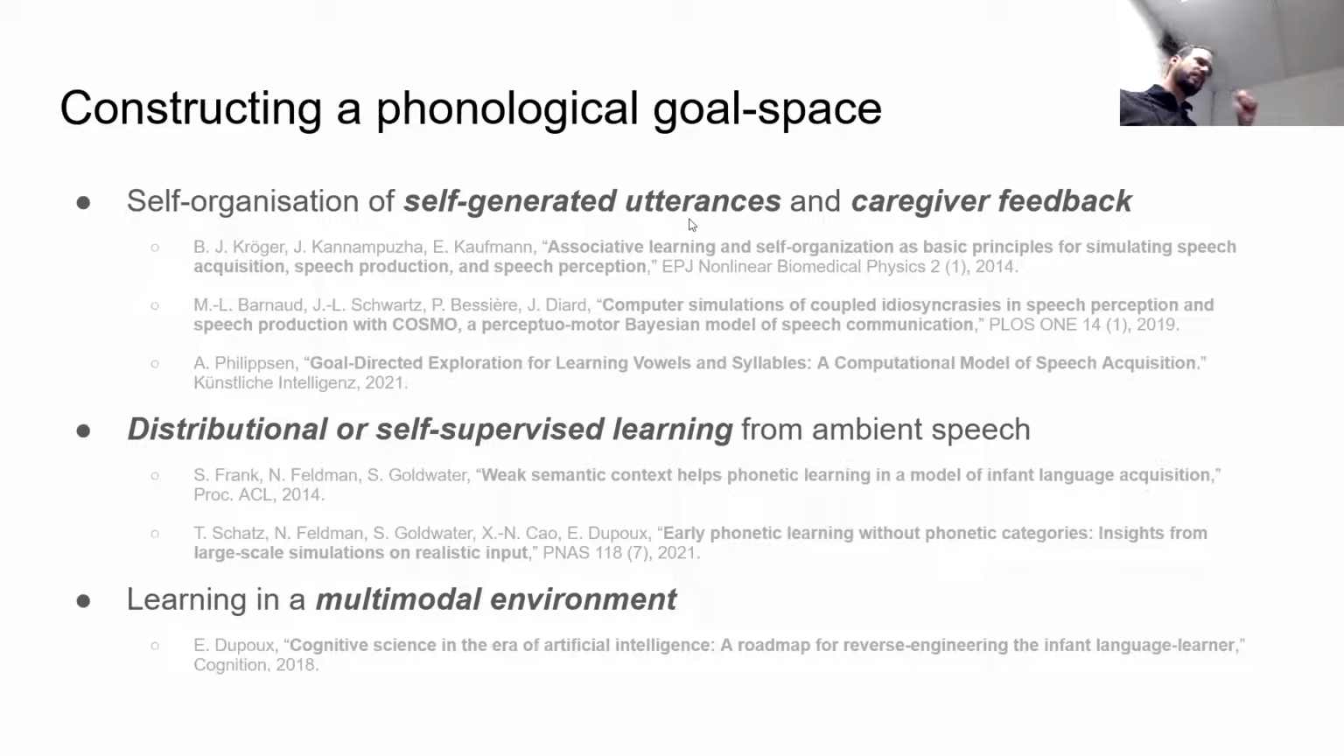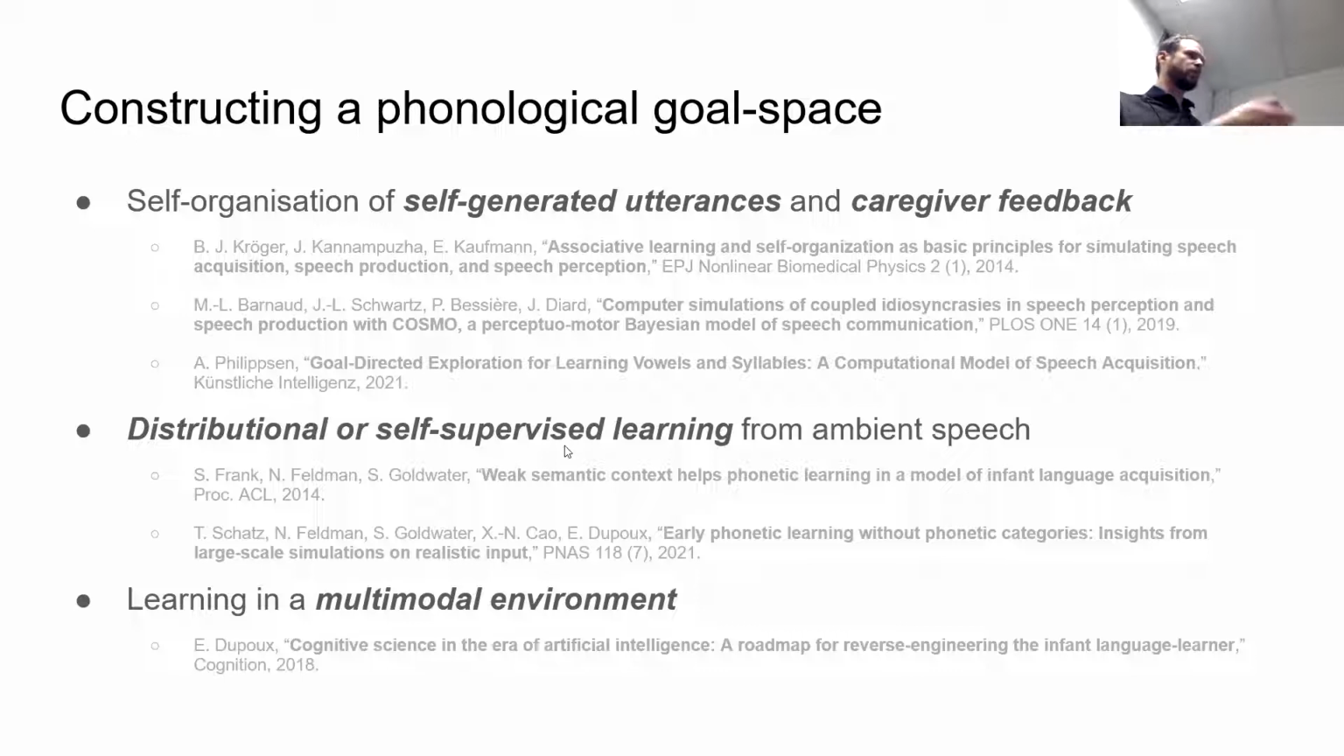So firstly, there are existing computational vocal exploration studies out there, and some of them try to create such a phonological goal space in the process of vocal exploration. So they typically use self-organization of self-generated utterances. So as the agent does vocal exploration, you learn some perceptual function of the speech that gets generated, or there is some process of feedback where a teacher actually provides corrective action or some input that allows a phonological goal space to be constructed. So this is an algorithmic or data-driven way to construct these goal spaces.